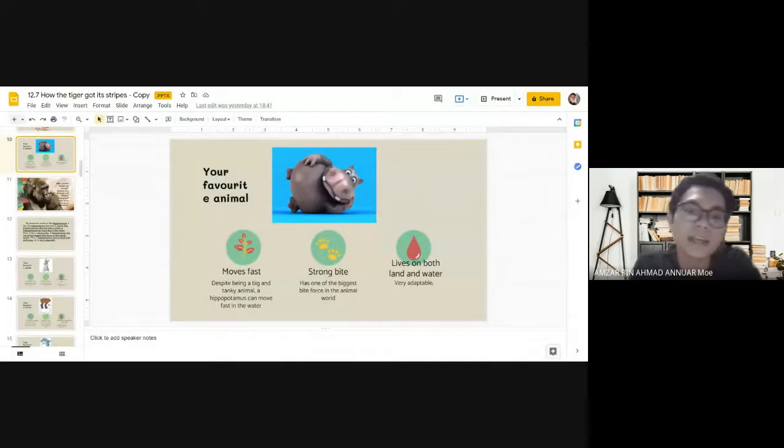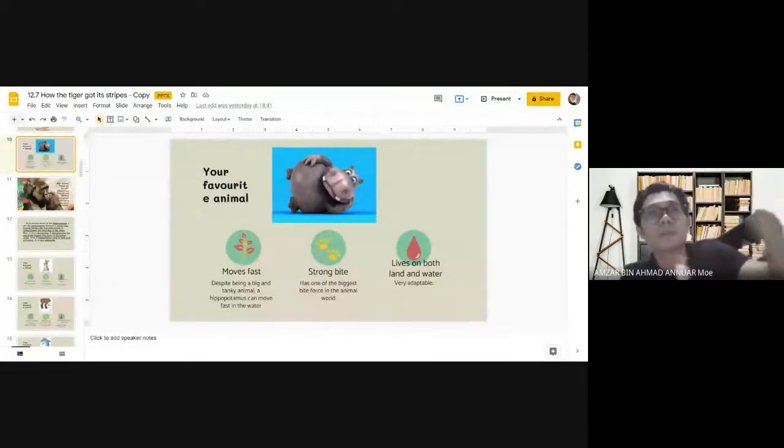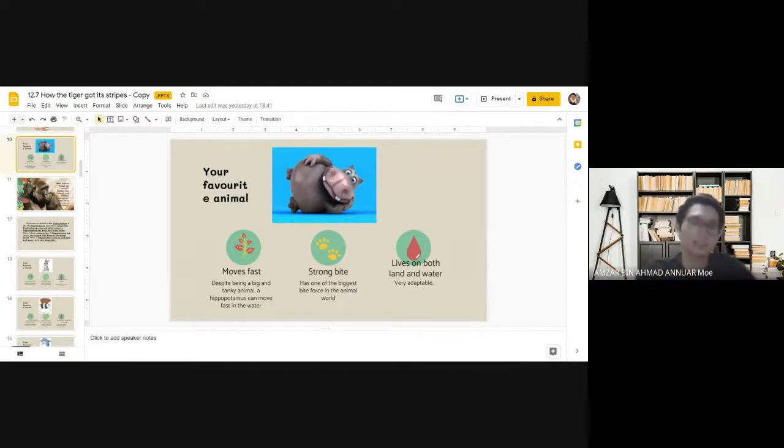Okay, kita cakap pasal hippopotamus. So, subjek dia hippopotamus, a hippopotamus. Kemudian, strong bite kita letak pada bahagian objek. Kemudian, mesti ada verb dia. Verb dia apa? A hippopotamus has a strong bite. Kenapa? Strong bite tu adalah sifat dia. Dia ada sifat macam tu. Sifat apa? Gigitan yang kuat.